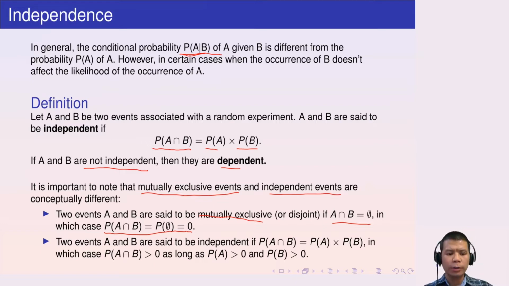Now, two events are independent if, by definition, the probability of the intersection is the product of their probabilities. In this case, the probability of the intersection is always greater than 0 as long as their probabilities are greater than 0. So there can never be a mutually exclusive case, because the probability of the intersection is positive. So these two are conceptually different concepts. Be careful on that.